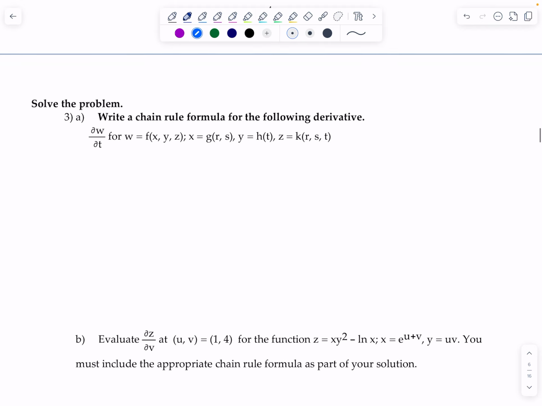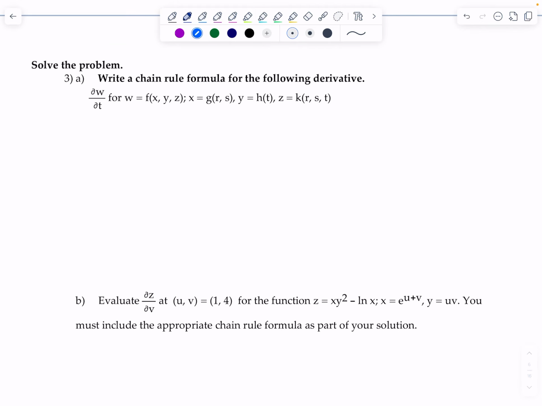The most stressful part of the exam has now finished. Write a chain rule formula for the following derivative. We need del W, del T, when W is a function of x, y, z, x is a function of r and s, y is a function of t, and z is a function of r, s, and t. So I'm going to make a tree diagram.